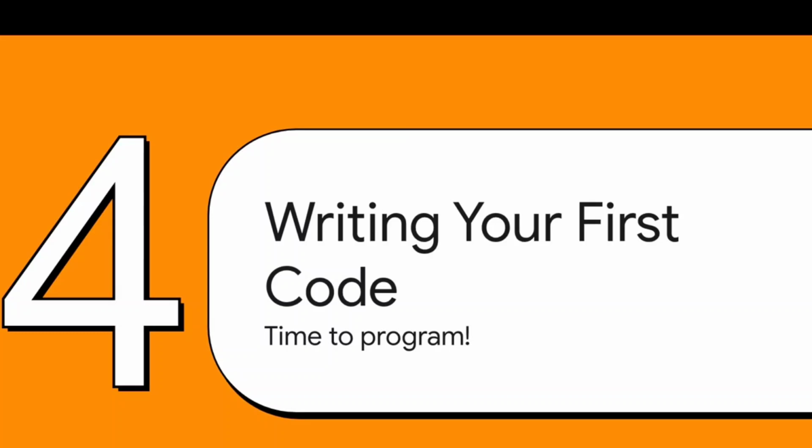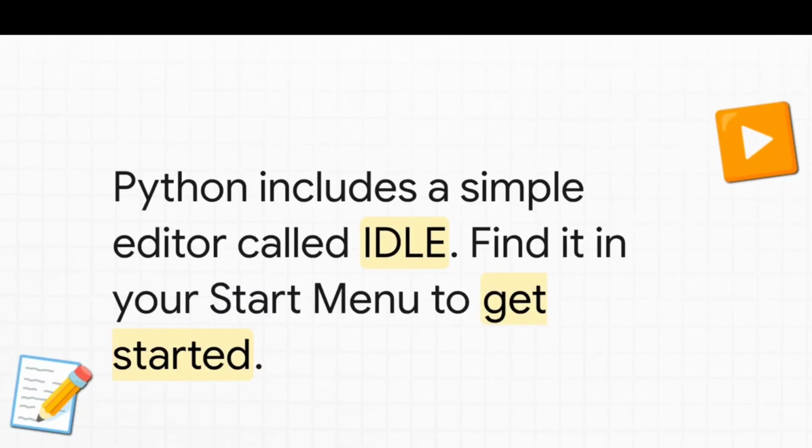All right, last but not least, section 4, writing your first code. I mean, we did all that work, right? It's time for the payoff, the really fun part. Let's write and run your very first program. So, when you installed Python, it came with a neat little program called IDLE. Go to your Start menu again and just search for IDLE and open it up. It's a really simple but totally effective little editor for getting started with your Python code.